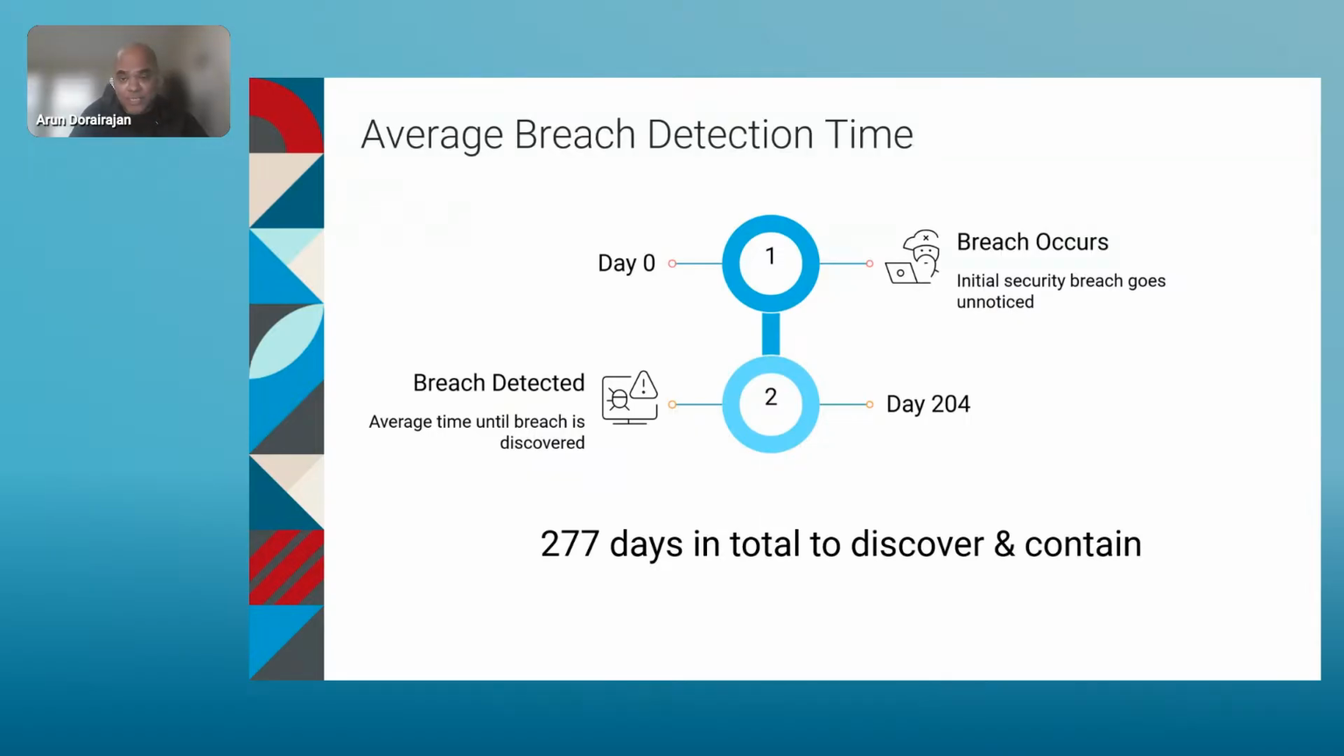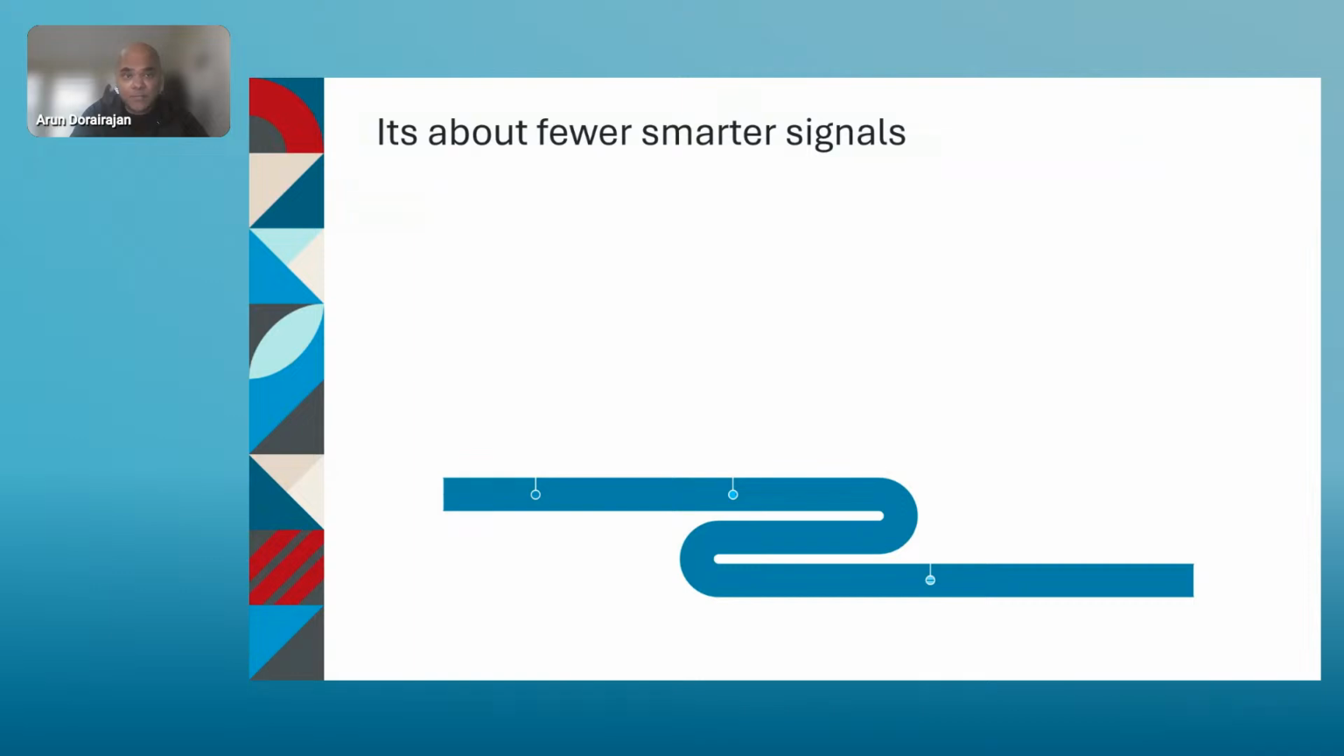This means, on average, it takes businesses over 6 months to discover that a cyber attack has successfully infiltrated their systems. And in that time, the damage is done. So what do we do? We believe it's all about fewer but smarter signals. The last thing you want is your security team to have hundreds and hundreds of alerts. So modern threat detection is not just about noise. It's about smarter signals. It starts by establishing a baseline of what's normal.